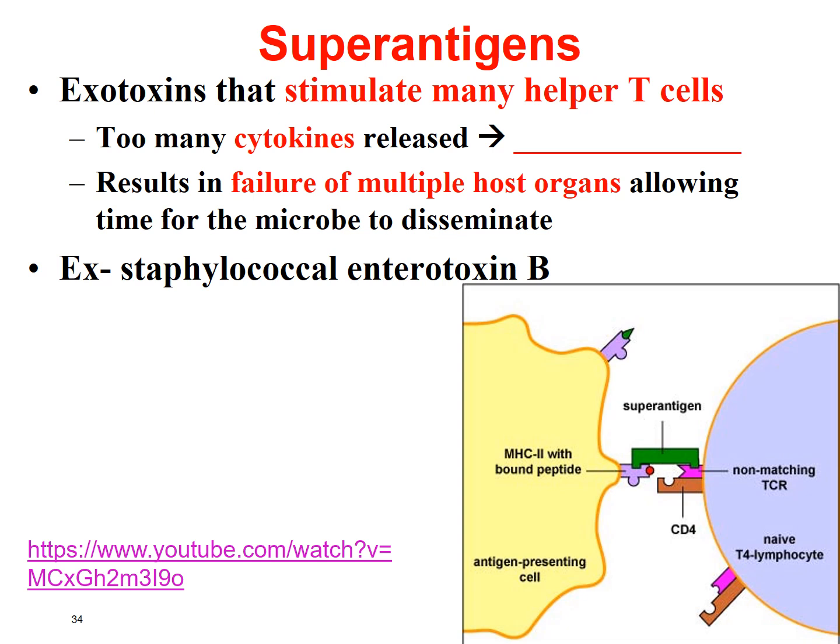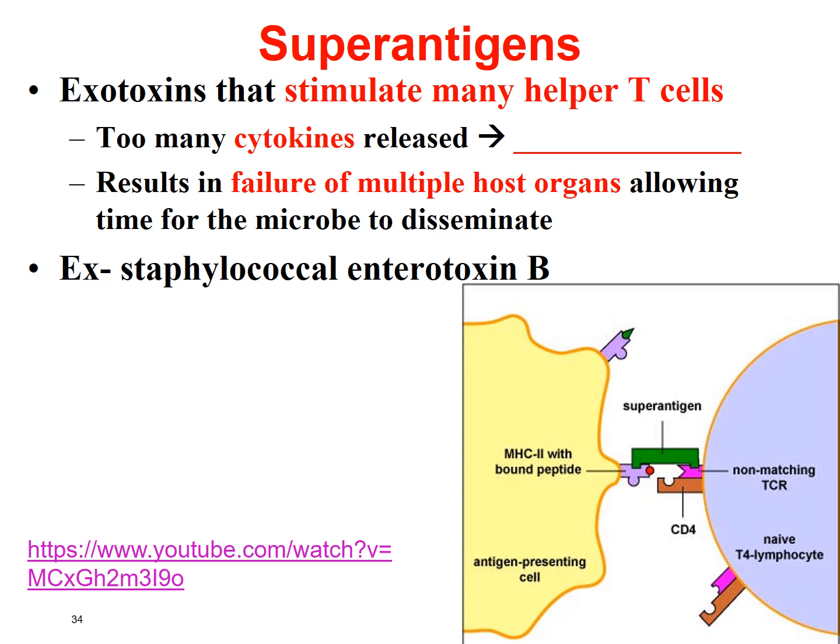The last type of exotoxins are superantigens. So superantigens are able to stimulate many helper T cells at once, even though they're not their match. So we end up with all these helper T cells being activated, releasing cytokines, and then that creates a cytokine storm. So that fills in the blank there, cytokine storm. So with all these cytokines being released, we can actually cause multiple organs to fail, and then that can kill you.